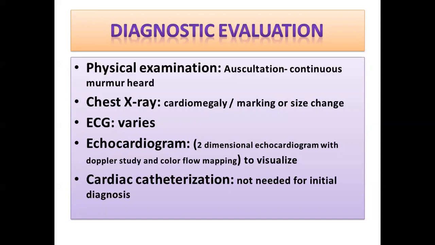On auscultation, we'll hear a continuous murmur sound. It may be at the upper sternal border, the lower sternal border, or the medial one. It depends on where the defect is exactly located. The second one is chest X-ray.